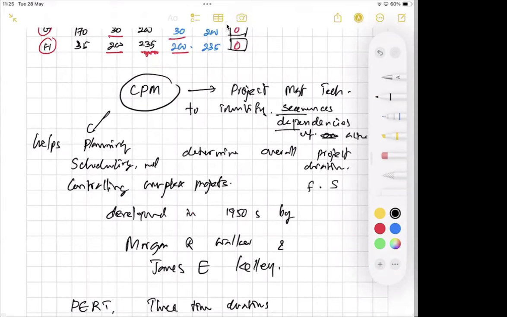Finish to start, right? Start to start, finish to finish, and start to finish, right? But we are discussing finish to start type dependencies.